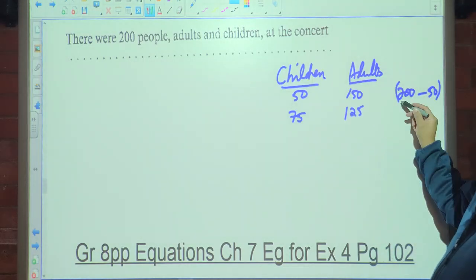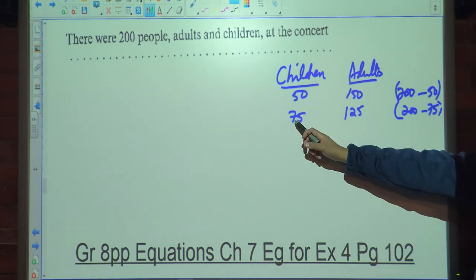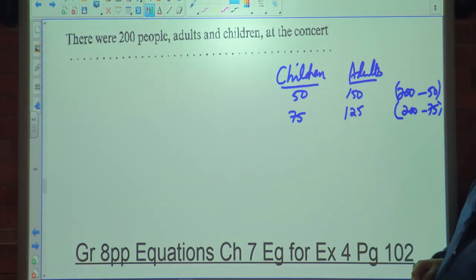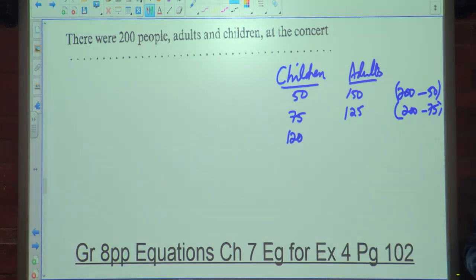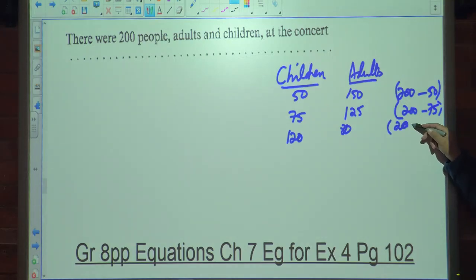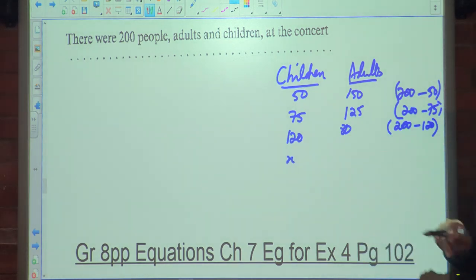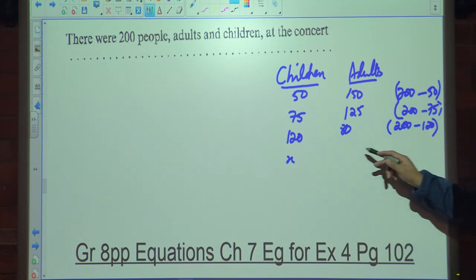How do we get that? 200 minus 75. This was the children's value. So, if there were 120 children, then how many adults were there? How did we get that? 200 minus 120. So if there were x children, how many adults? Sorry? 200 minus x.